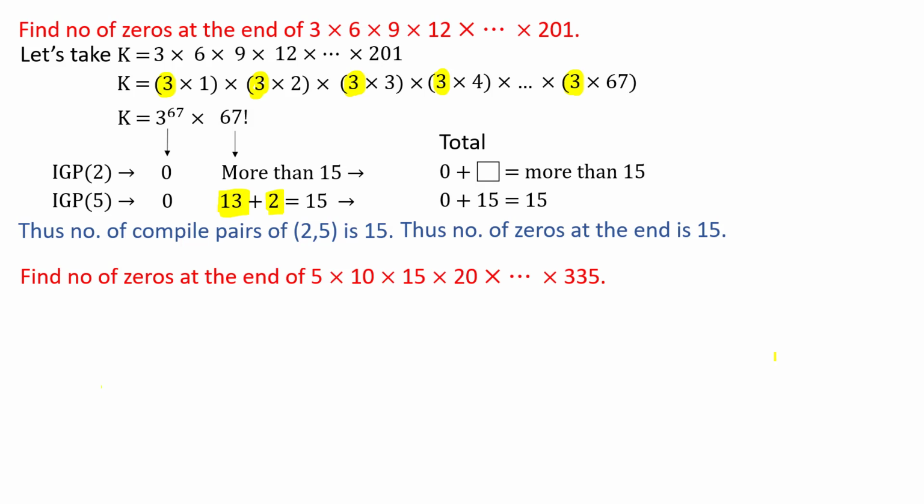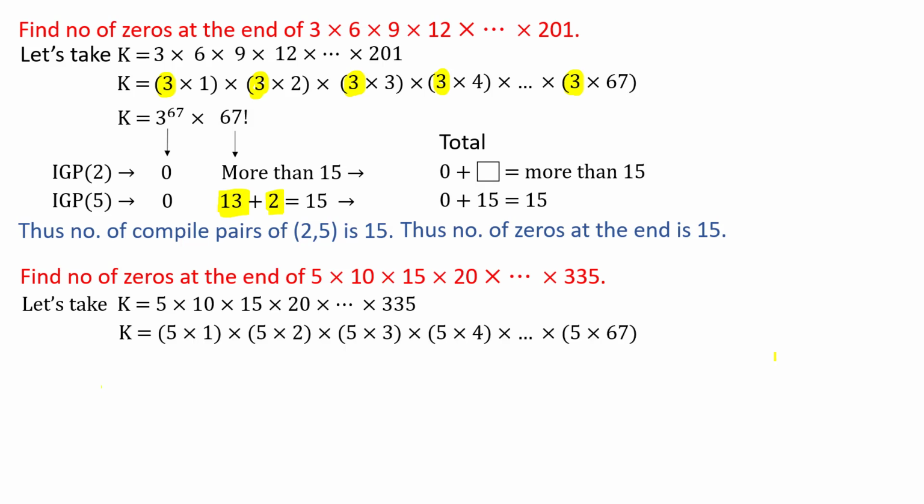The question is: find the number of zeros at the end of 5 into 10 into 15 into 20 into so on till 335. So let's take k as 5 into 10 into 15 into 20 into so on till 335. Here we can express 5 as 5 into 1, 10 as 5 into 2, 15 as 5 into 3, 20 as 5 into 4 and so on, and 335 as 5 into 67. So how many brackets are there in total? 67 brackets.